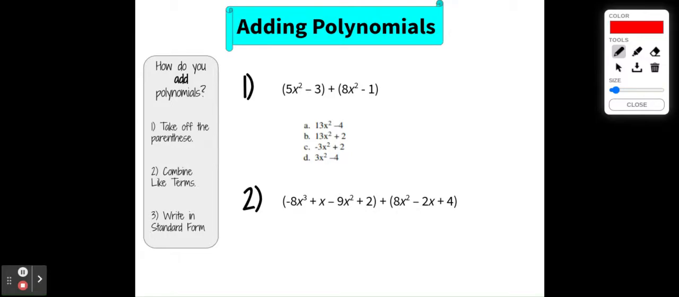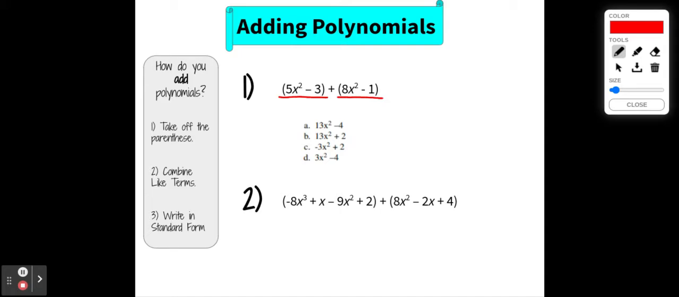In this video, we're going to be looking at adding and subtracting polynomials. Our first two examples are on adding polynomials. So you see here we are taking a binomial and we're adding it to another binomial.